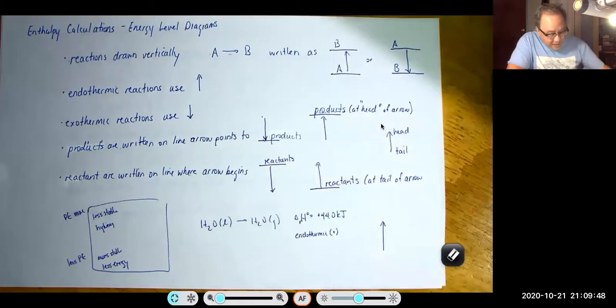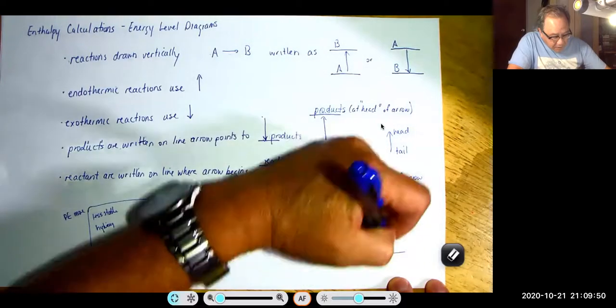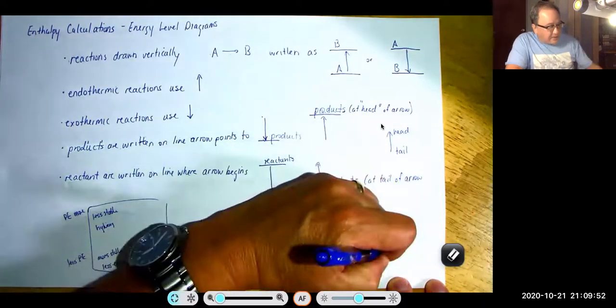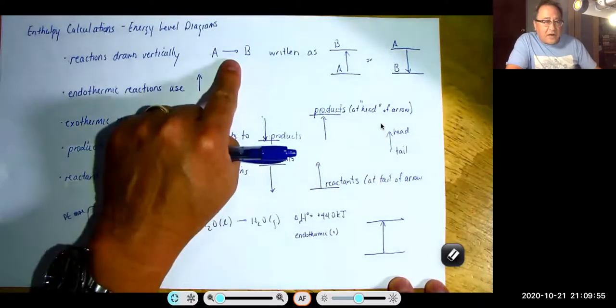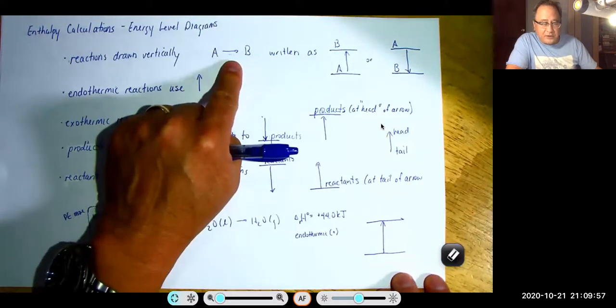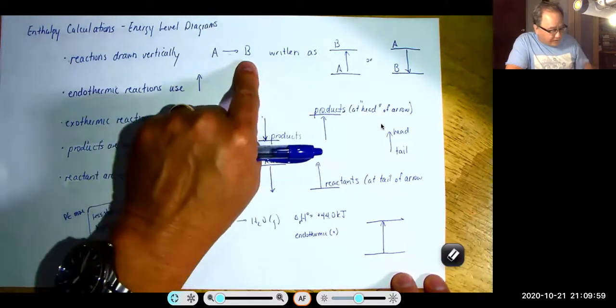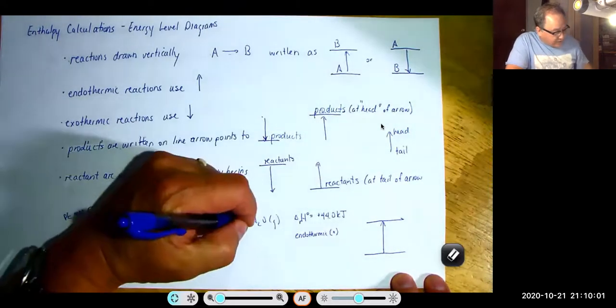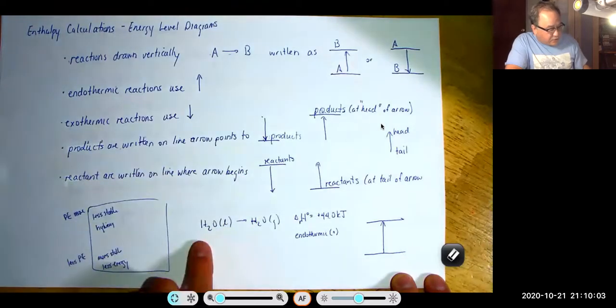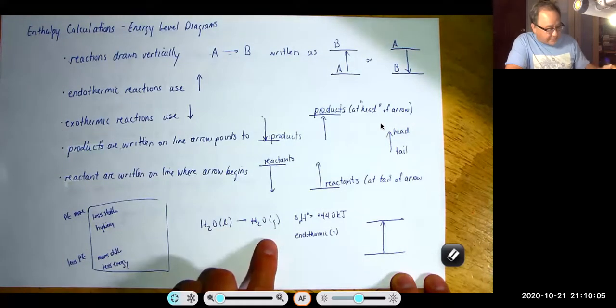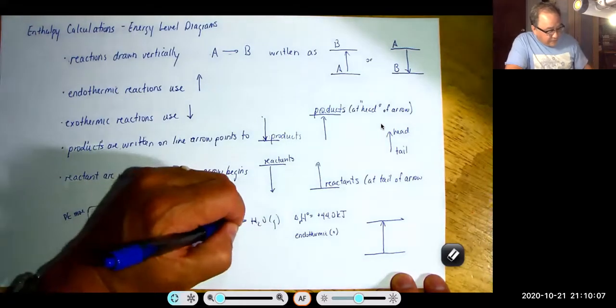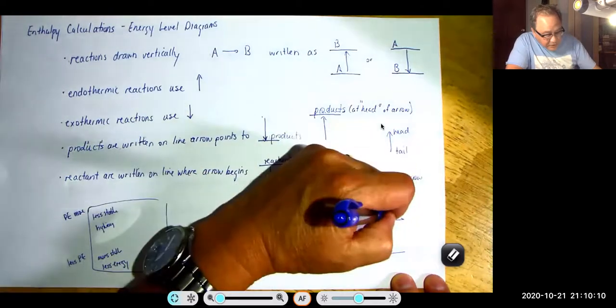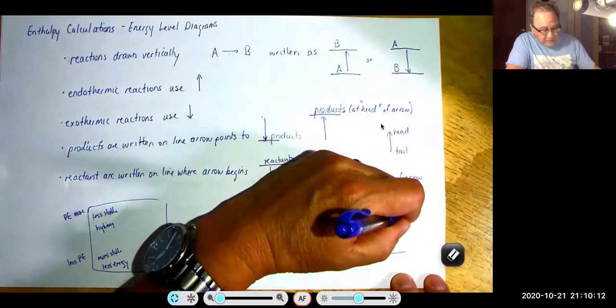Now I'm going to write a bar on the bottom and a bar on the top. Now, in a regular reaction, where does the arrow always point to? The answer is it points to products. So here in this reaction, which is my product, H2O liquid or H2O gas? And the answer is, well, H2O gas. So I'm going to put H2O gas here.